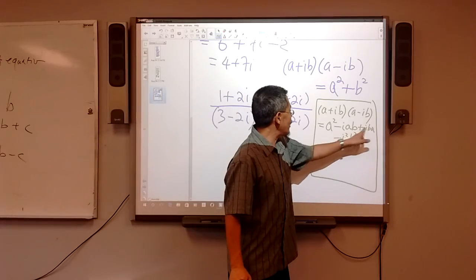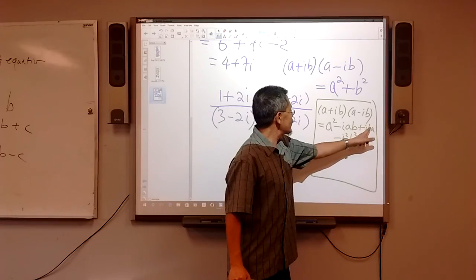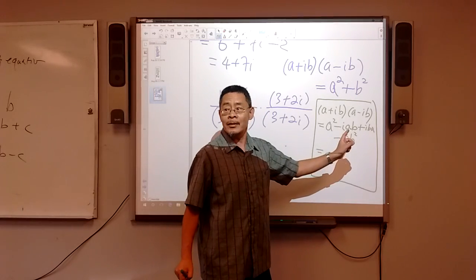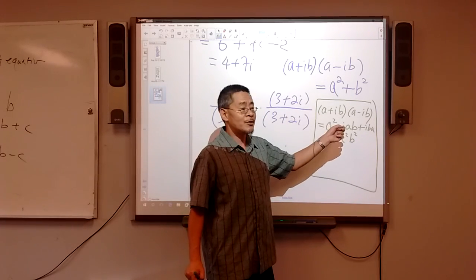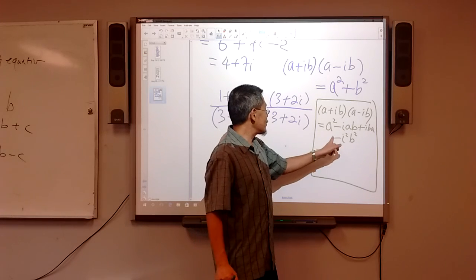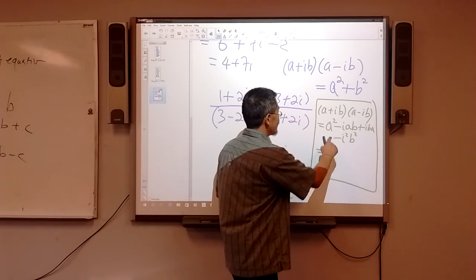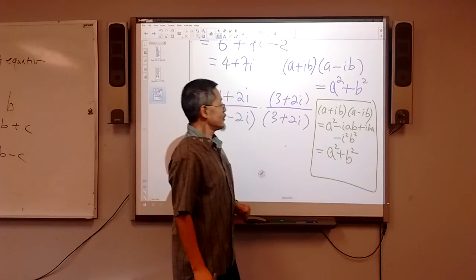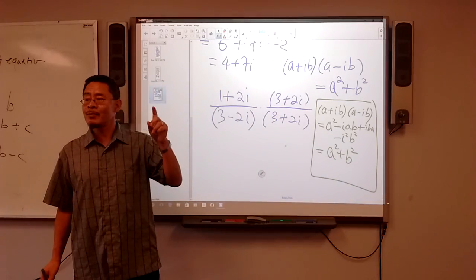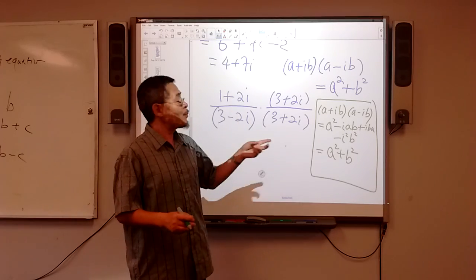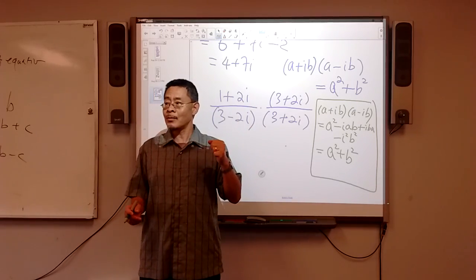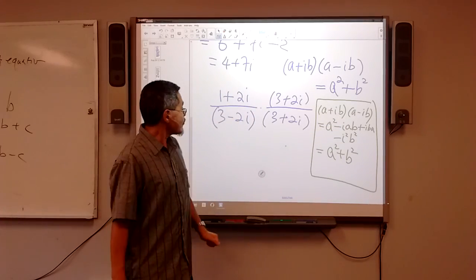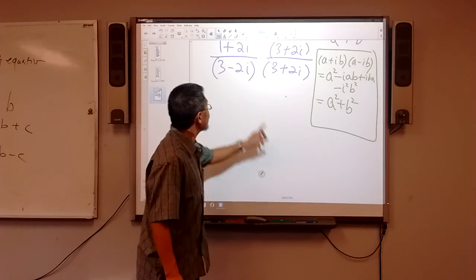These two cancel, so what's left is negative i squared b squared. What is i squared? Negative 1, times negative, positive. So a squared plus b squared. That's the only way we can get two complex numbers to multiply and give us a real number. This is the only way. So that's why we got to here.